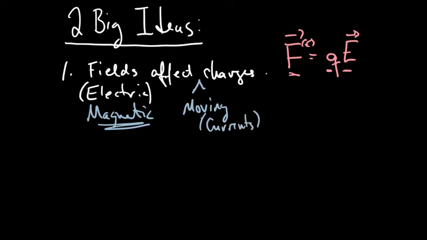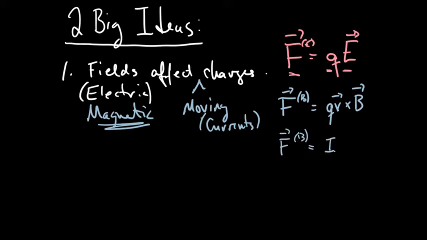And the equation that we're going to use to describe that is F magnetic is Q v cross B. This is for a single charged particle moving at velocity v. Another way that we can write this is the magnetic field affecting an entire wire will be the current of the wire times the length of the wire cross the magnetic field.